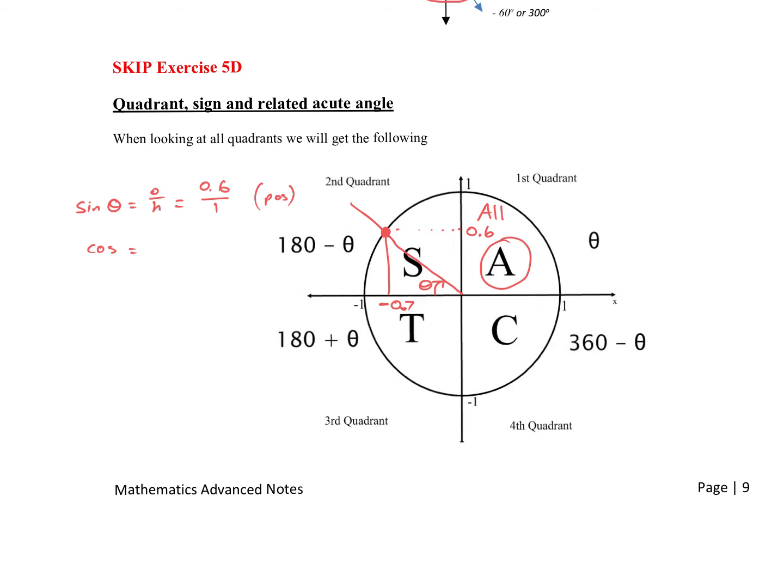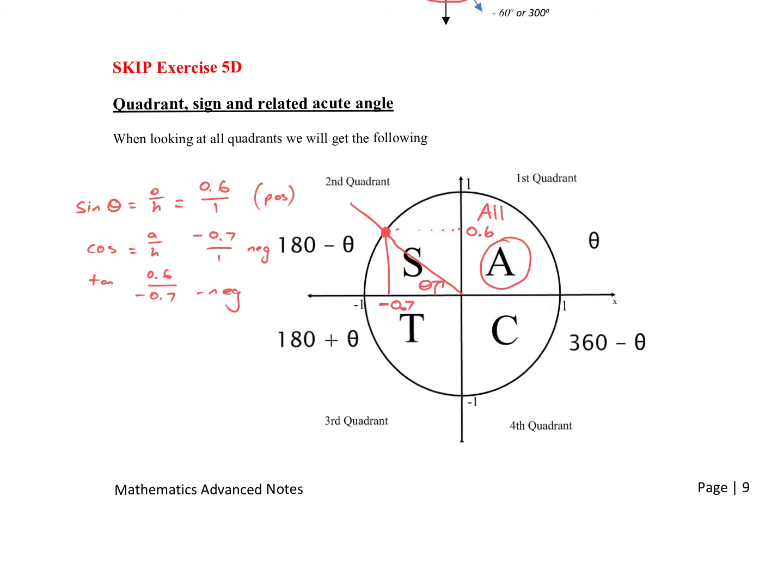So cos is adjacent over hypotenuse, which is going to be my negative 0.7 over 1, which is going to be negative. And then when we have tan, it's opposite over adjacent, which would be my 0.6 over negative 0.7, so it's also going to be negative. So the only ratio that is positive in that second quadrant is sine. So that's what that S is, sine.